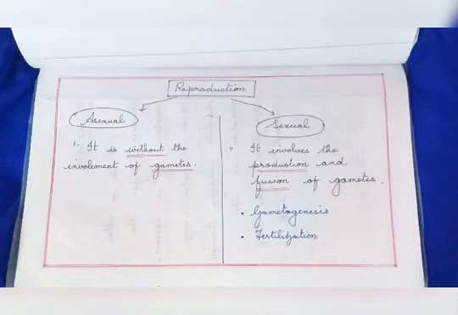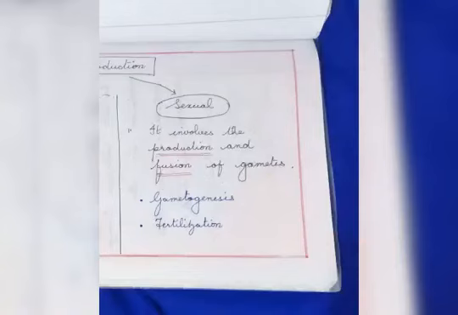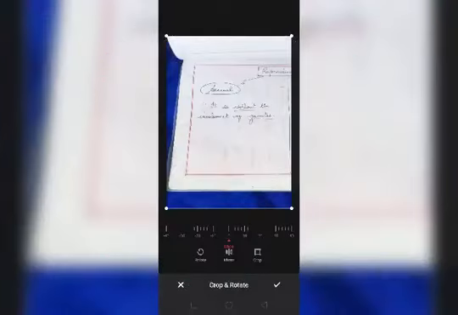Now we'll move on to the types of reproduction. Reproduction is basically divided into two types. You would have learned in your lower classes. One is asexual reproduction, the other one is sexual reproduction. Let me say the difference between the asexual and the sexual.